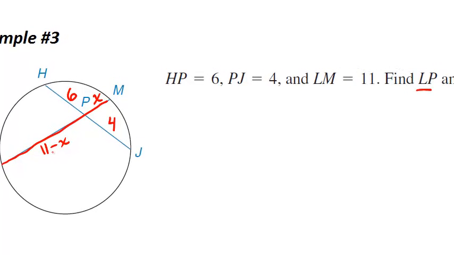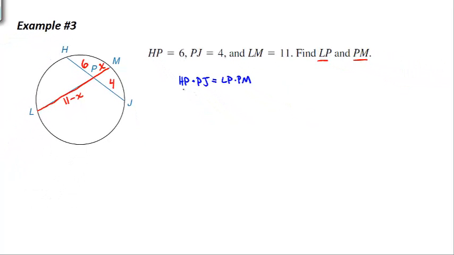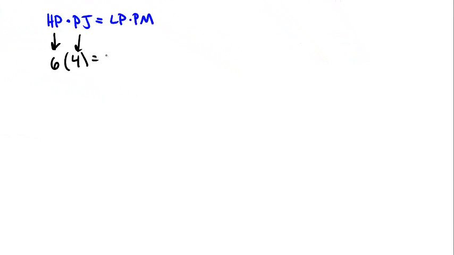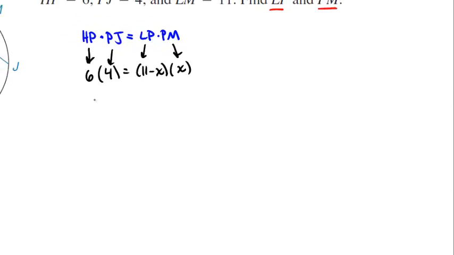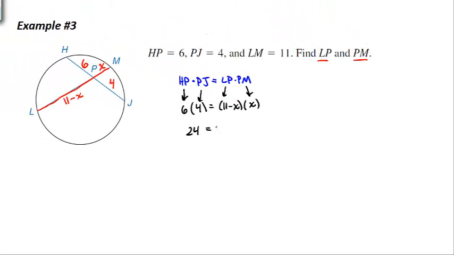So if we're solving for PM and LP, it's pretty obvious here we need to solve for X. So let's go ahead and set up an equation. Using the equation that we just came up with, we know that HP multiplied with PJ should equal LP times PM. If we start substituting in the values that we have, so we know HP was 6, PJ was 4, that should be equal to LP, 11 minus X, times PM, which we called X. We multiply together both sides. We get 24 is equal to 11x minus x squared.